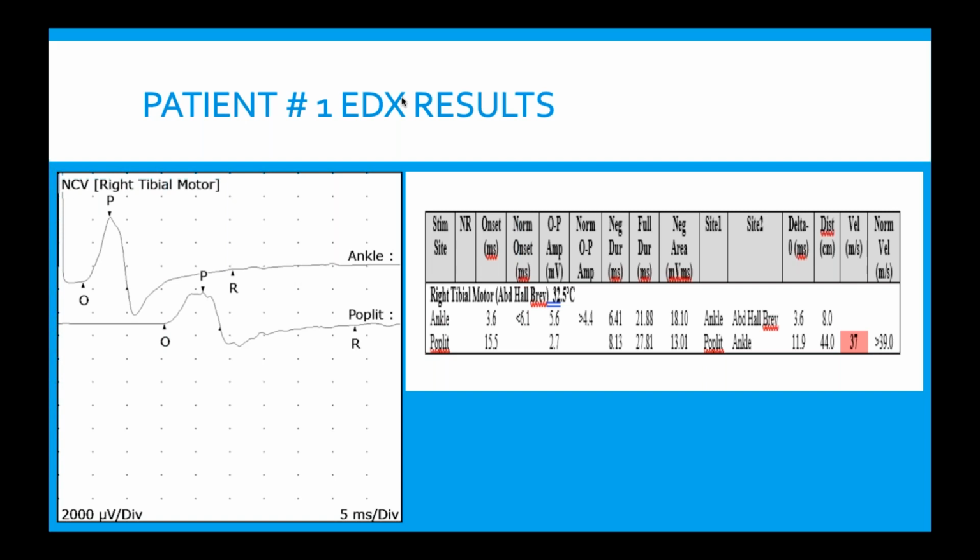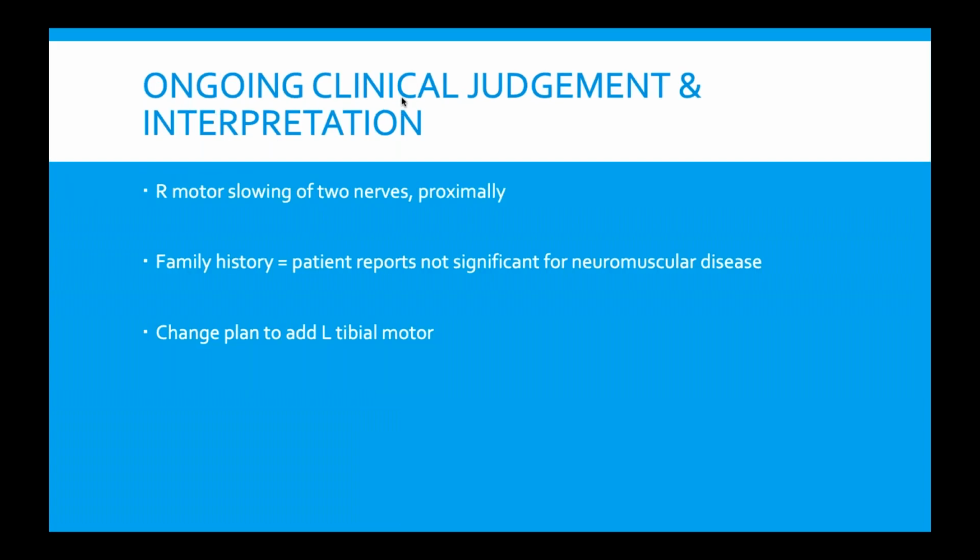right side. So based on those findings, he had slowing of two nerves, and they were both slowing only in the proximal segments. The distal latencies on both of those were normal.